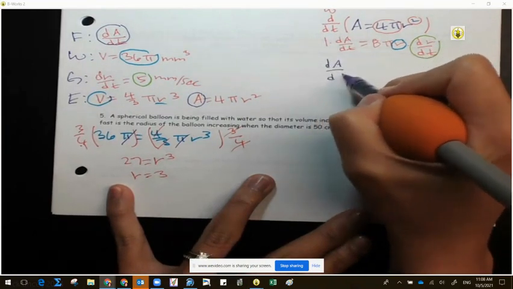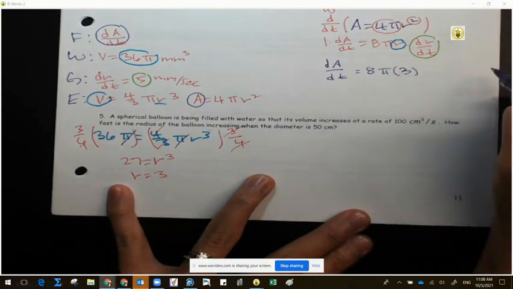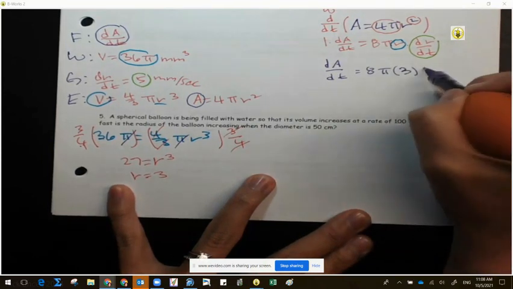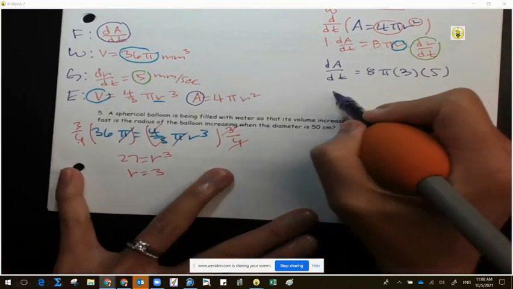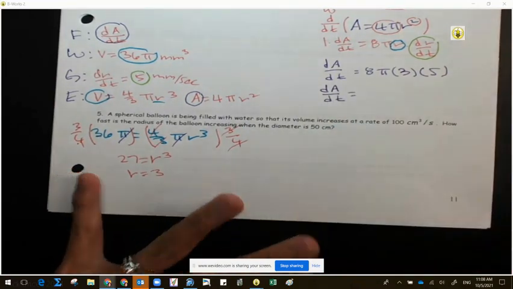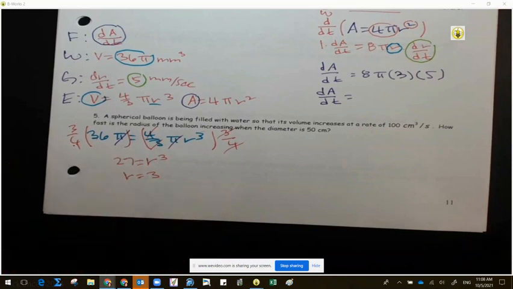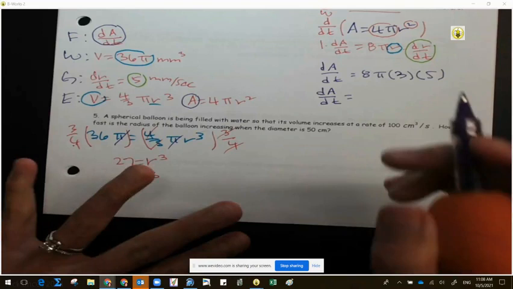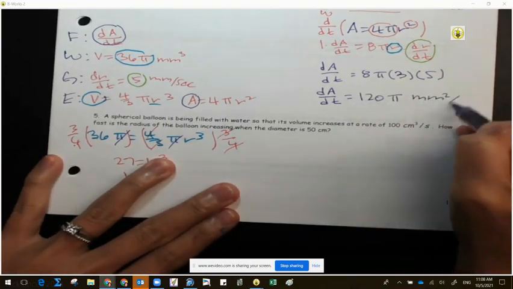dA over dt is equal to 8 times pi times 3, and the rate that was given was 5. And that's going to give us, someone go ahead and multiply that out. I would do 5 times 8 first, and then multiply by 3. 120 pi. So we have millimeters squared per second.